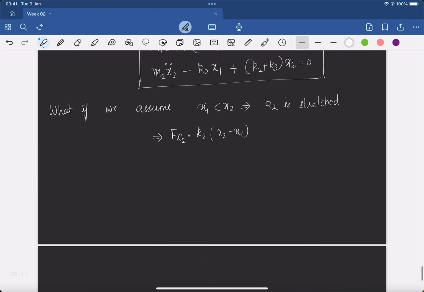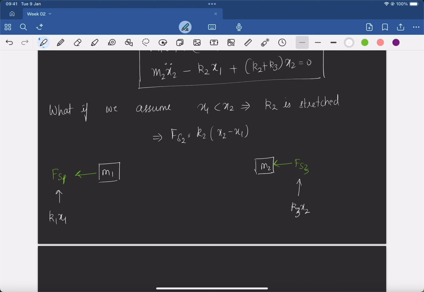Then if we go back to write our equation of motion, let's write our free body diagram again. We take m1, m2. We already know that Fs1 is acting in this direction and Fs3 is also acting in this direction, right? So we know these values also: this is nothing but k1 into x1, and this is nothing but k3 into x2. Now that we have our spring in tension, it is stretched.